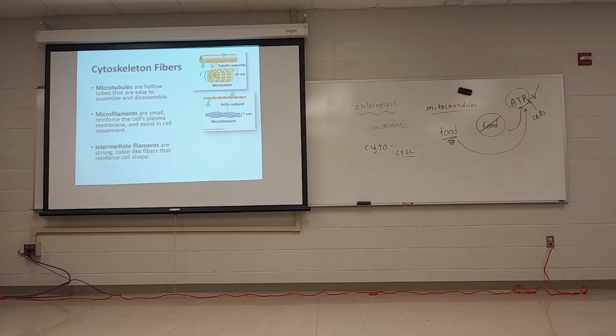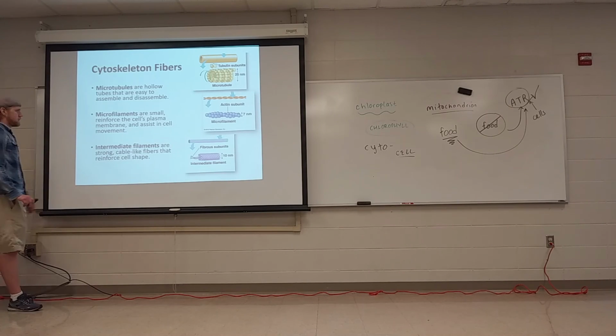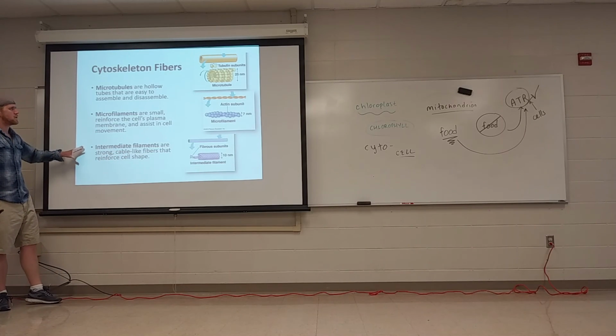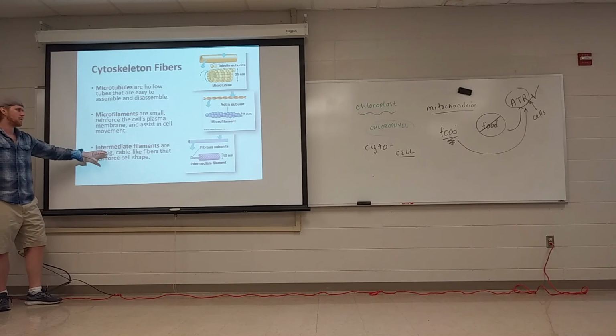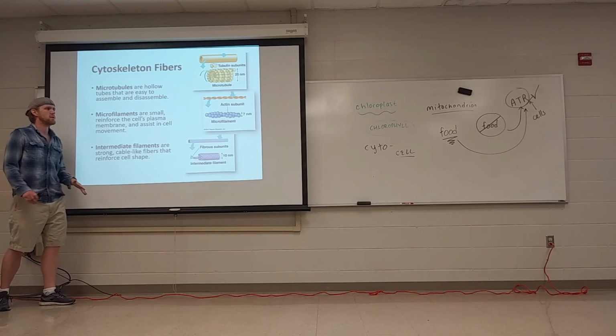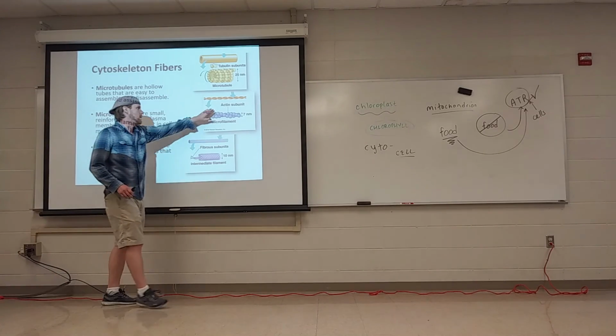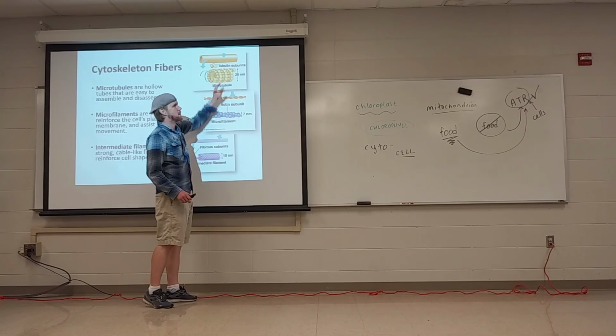And then you have intermediate filaments, which contain fibrous building blocks. And that looks like a very strong, almost cable-like structure. They help to reinforce the cell's shape. I'm not too concerned that you understand a lot of intricacy about the different types of fibers. Be sure that you're aware of what they are, and also be aware of what builds each of them.